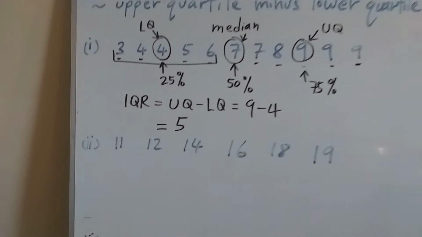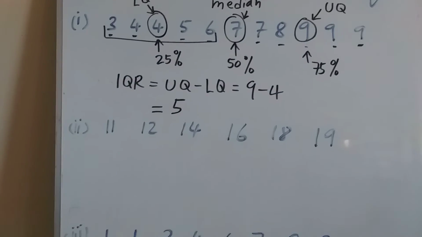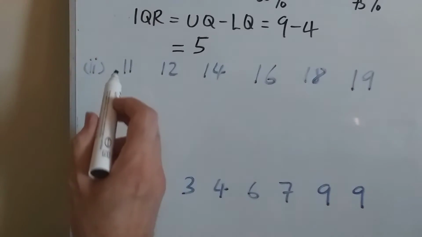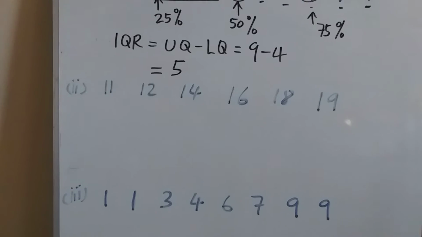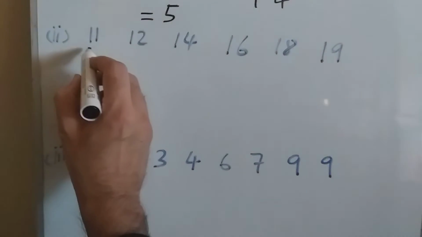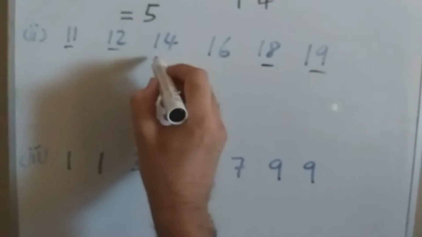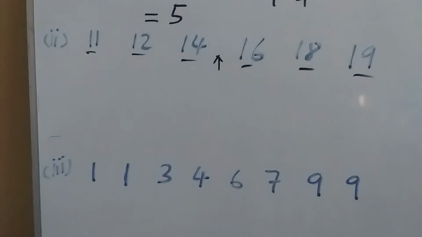So we can see over here the numbers have to be in order, and you have to first find the median to be able to find the interquartile range. In the next set of values, 11, 12, 14, 16, 18, 19 is already in order. Let's find the median. There are 6 scores. First, last. Second, second last. Third, third last. So our median is here between 14 and 16.